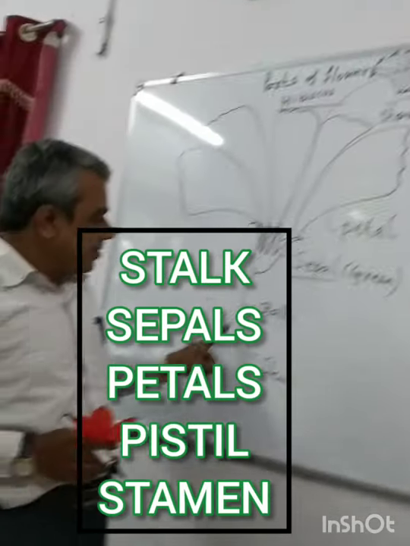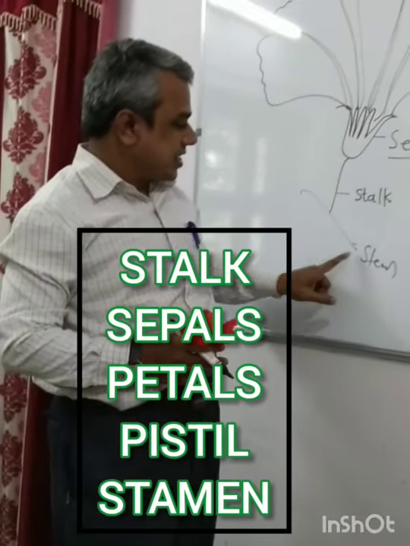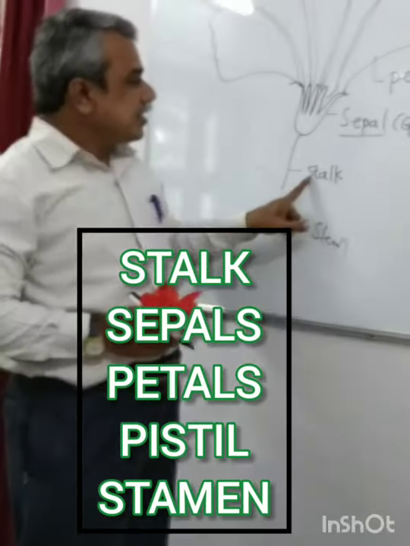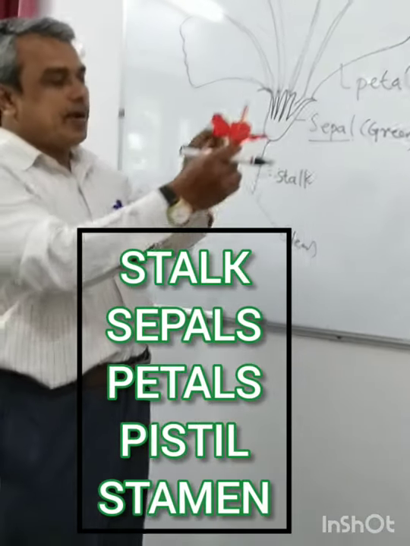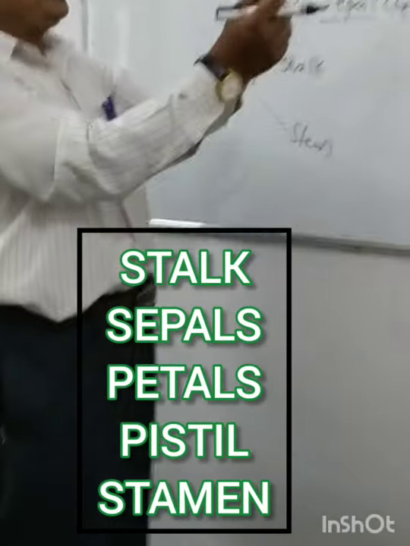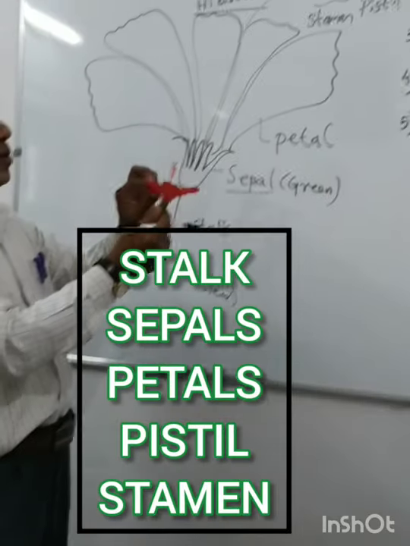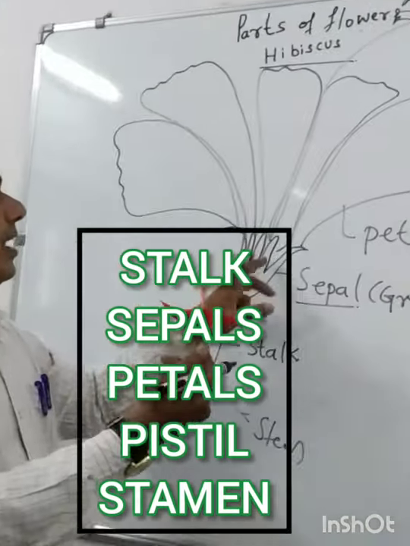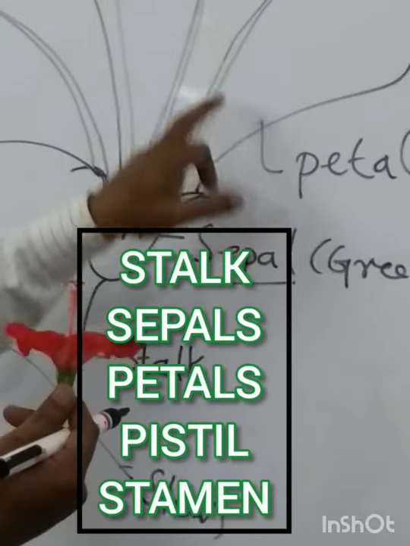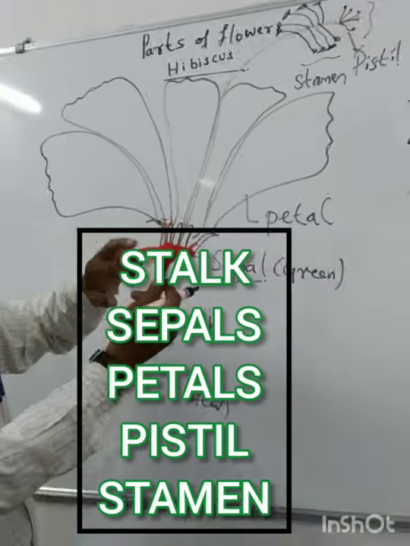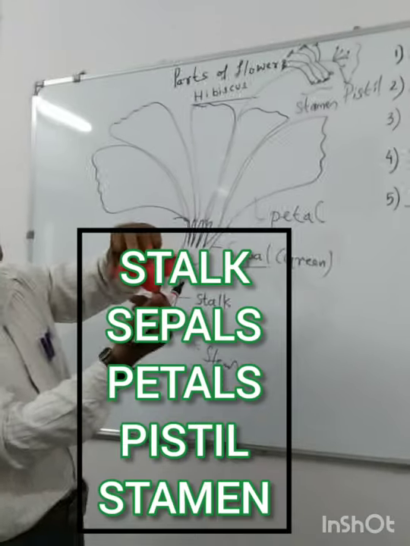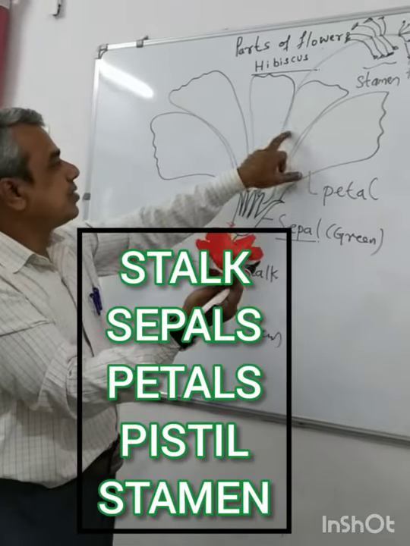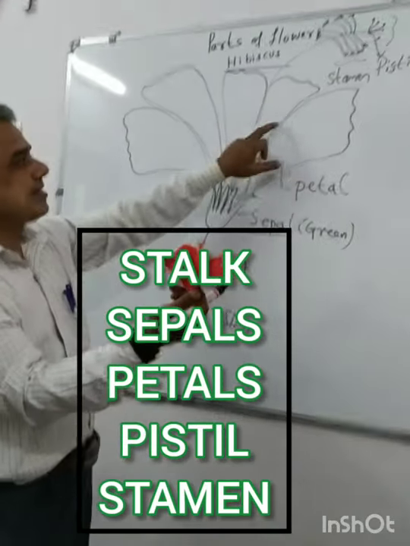Stalk is a part of the flower which is attached to the stem. And after stalk, we have the green color part of the flower that is called a sepal. Sepals hold the petals in position. Okay. And petals are bright in color. For hibiscus, I have drawn 5 petals: 1, 2, 3, 4, 5.